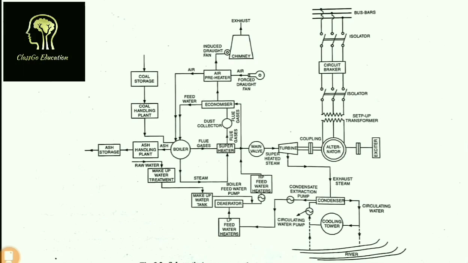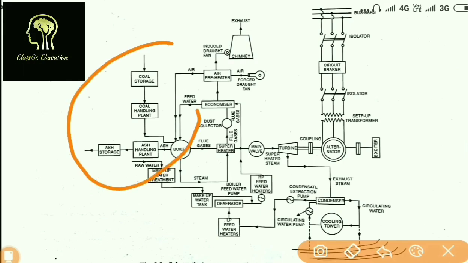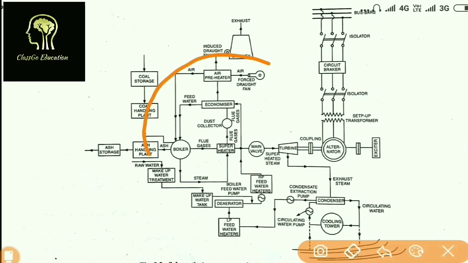Now we will understand this layout by segregating it into 4 sections. In section 1 I will brief you about the coal handling plant and ash handling plant. Another important section is the furnace, boiler, economizer, heater, air preheater and all such stuff.